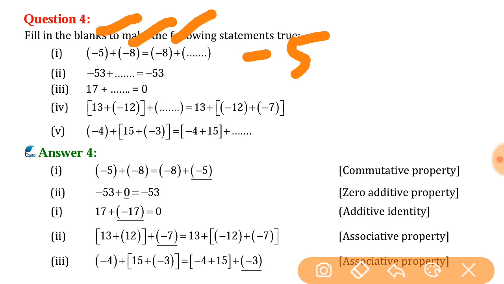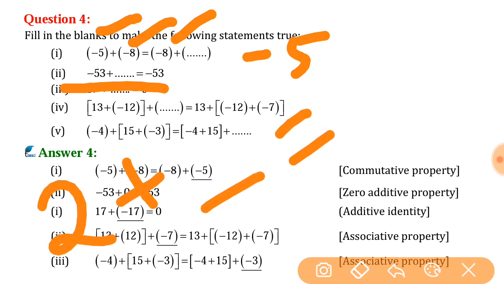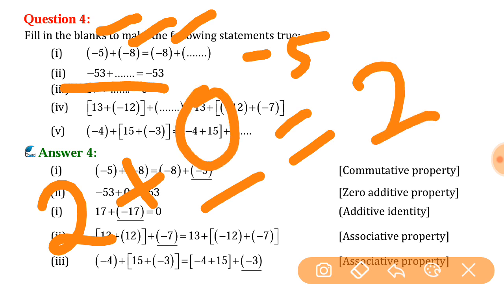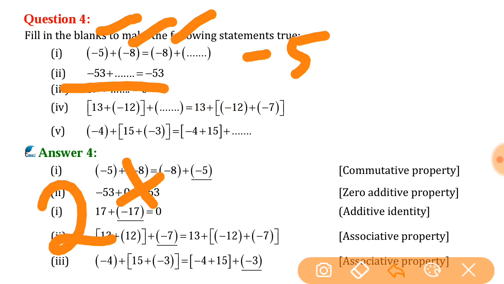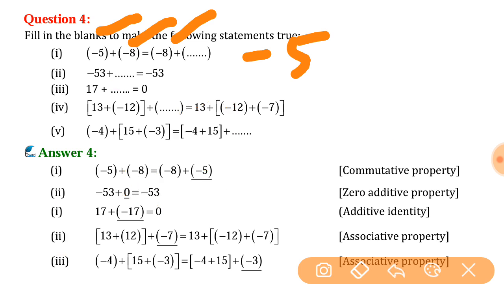Here, minus 53 plus any number gives the same number when it is possible. Choose the integer we have to fill up here. Same answer you must get. For example, 2 plus some number gives 2 only when it is possible. If you write 0 here, then you must get the answer 0 here. So that is the additive property of 0.